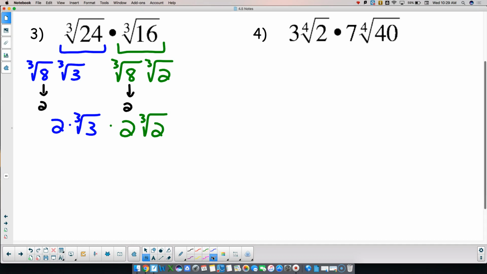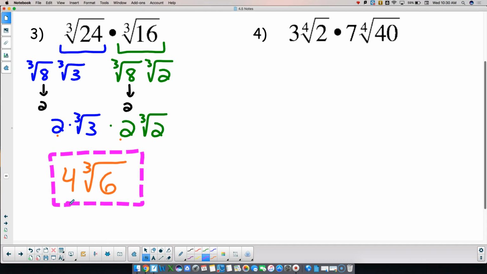Outside, I get 4, 2 times 2. And inside, I get the cube root of 6. Outsides go with outsides, insides go with insides. That stays the same as the other day. Could you do 24 times 16? You could do 24 times 16 first and get a big number, and then go from there with it, yes. Yep, that's another way of getting to the exact same location.